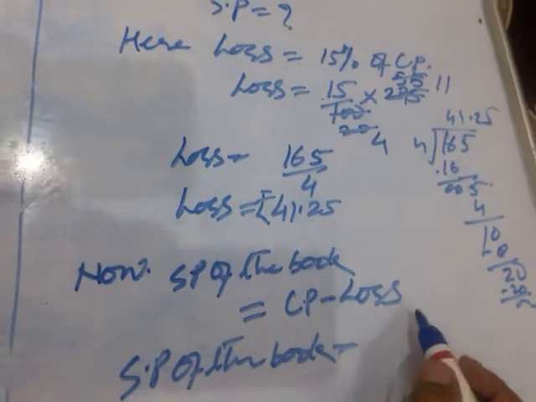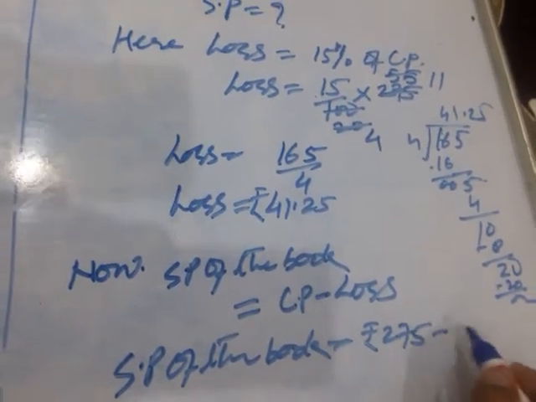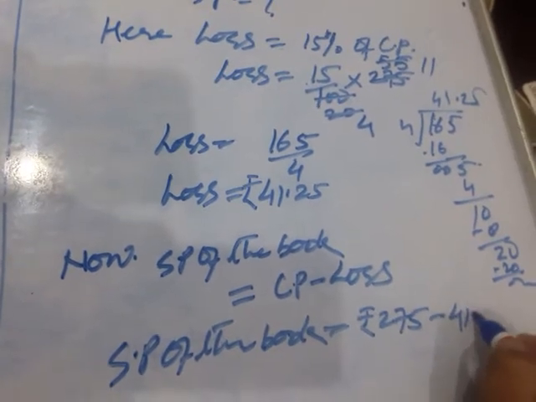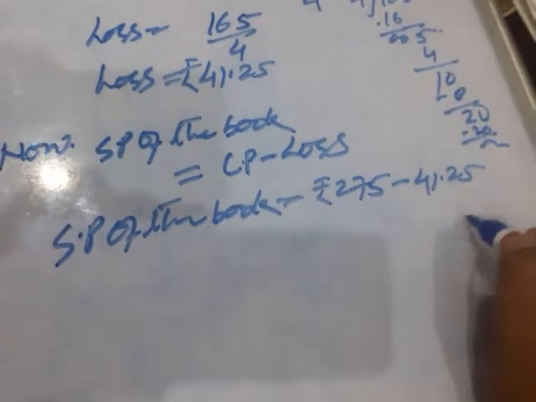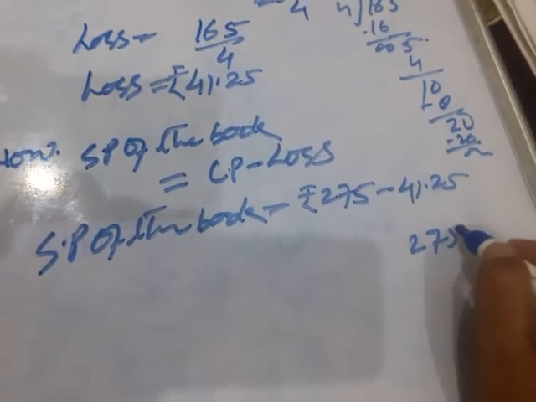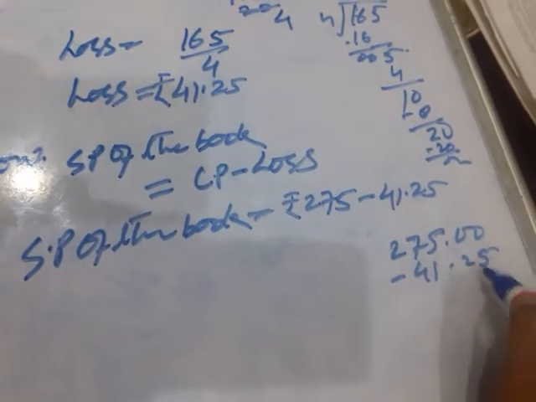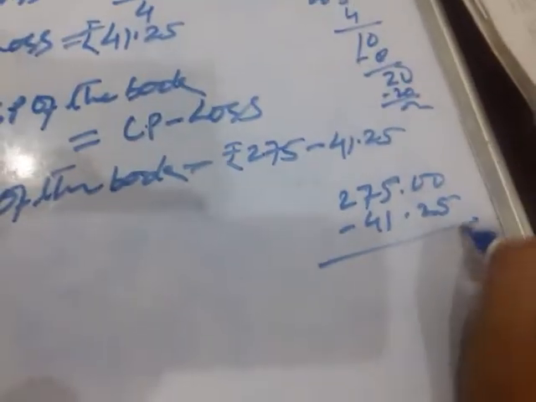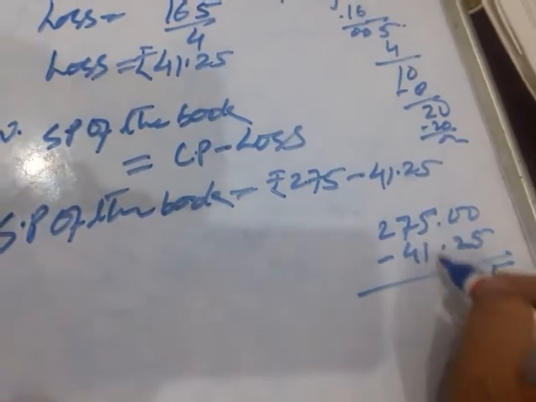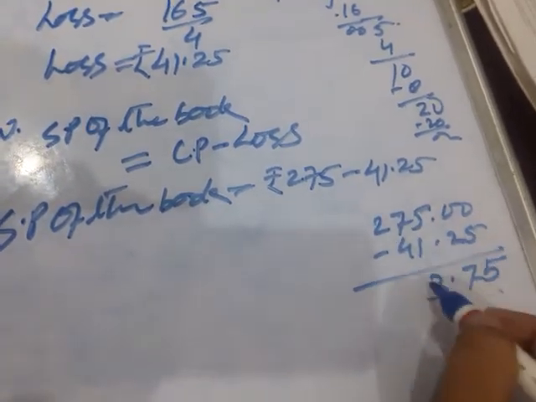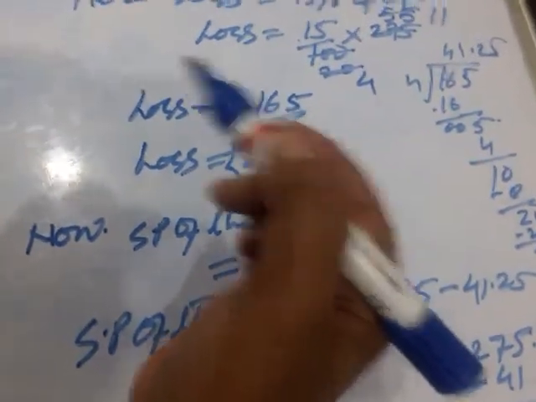SP of the book equal to, what is CP? CP is given to be rupees 275. Clear children? Minus loss is 41.25. You can subtract it. This implies what? 275.00 minus 41.25. Subtract, children. 10 minus 5 equal to 5. 9 minus 2 equal to 7. And now 4 minus 1 equal to 3. And 7 minus 4 equal to 3. And this is 2. That is 233.75.